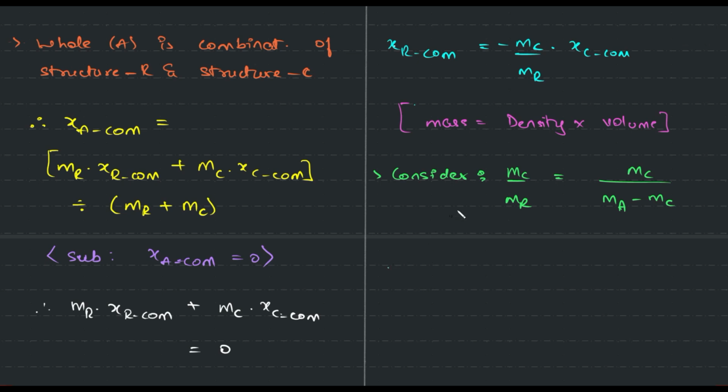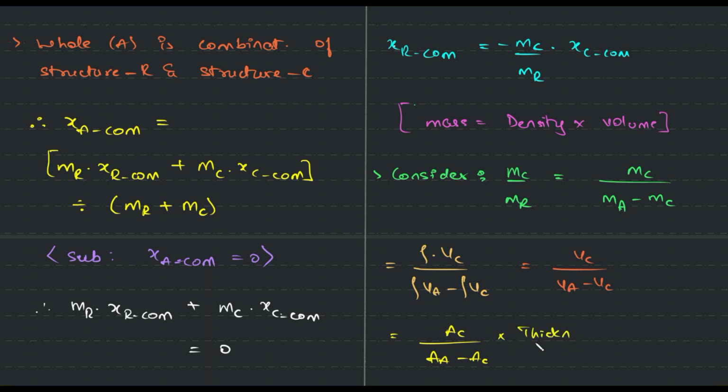And now using this fact, the density part, I'll rewrite this as density times volume, density times volume, density times volume. So everywhere the density is same. So I can just rewrite this as, then volume can be rewritten as area into thickness, right? So area of C by area of A minus area of C. In both the numerator and denominator, I have taken the thickness common. So this and this will get cancelled, and we have this.